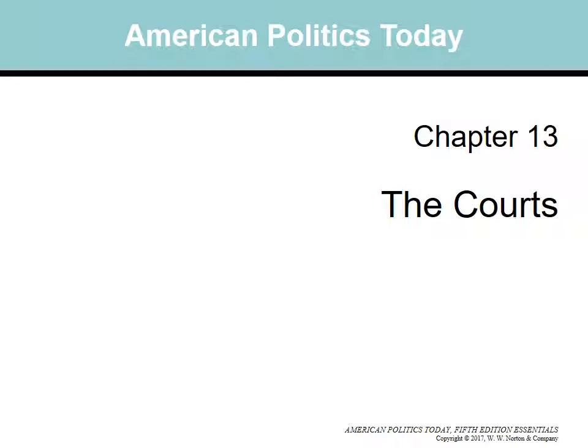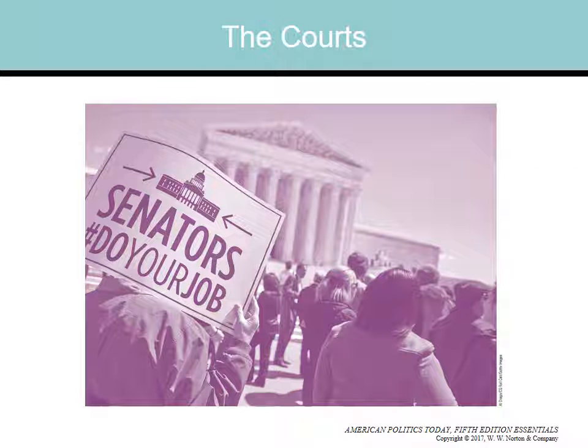This is Chapter 13, the courts, the judicial branch. People outside the Supreme Court in April 2016 are seen urging the Senate to do their job and hold hearings on the nomination of Merrick Garland. The vacancy in 2016 was one of the longest for the court in U.S. history.